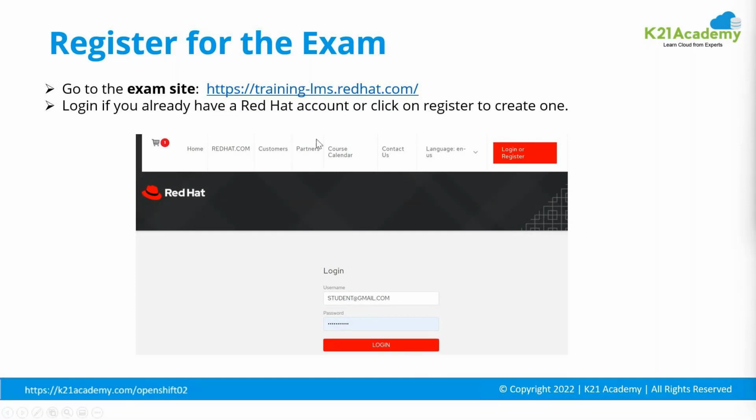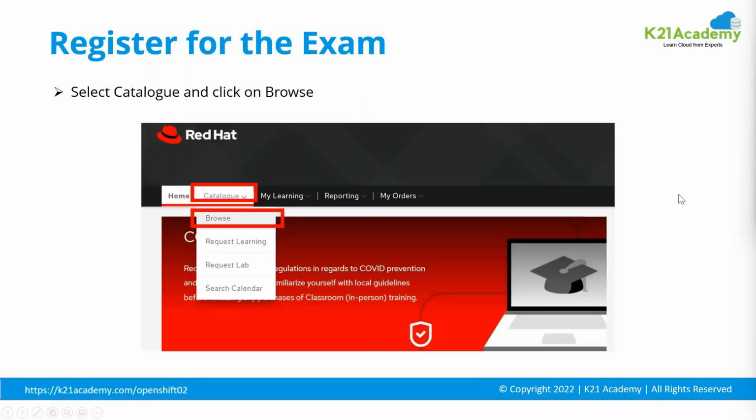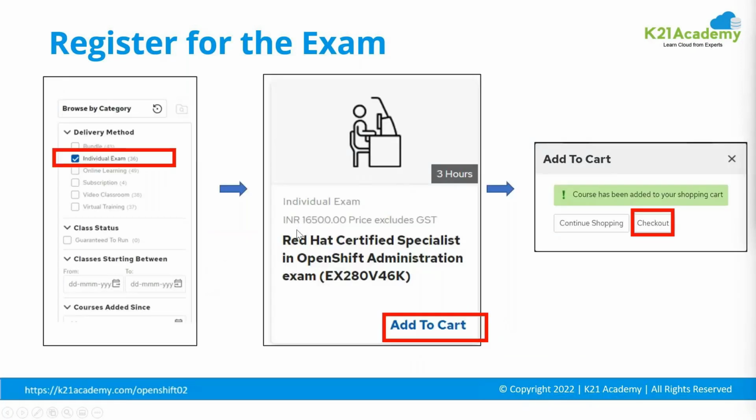Once you log into this portal, training-lms.redhat.com, here you can click on the catalog, then you can click on browse. Then on the left side you can click on individual exam and search for EX280 version 4.6. So currently the OpenShift exam is on 4.6.